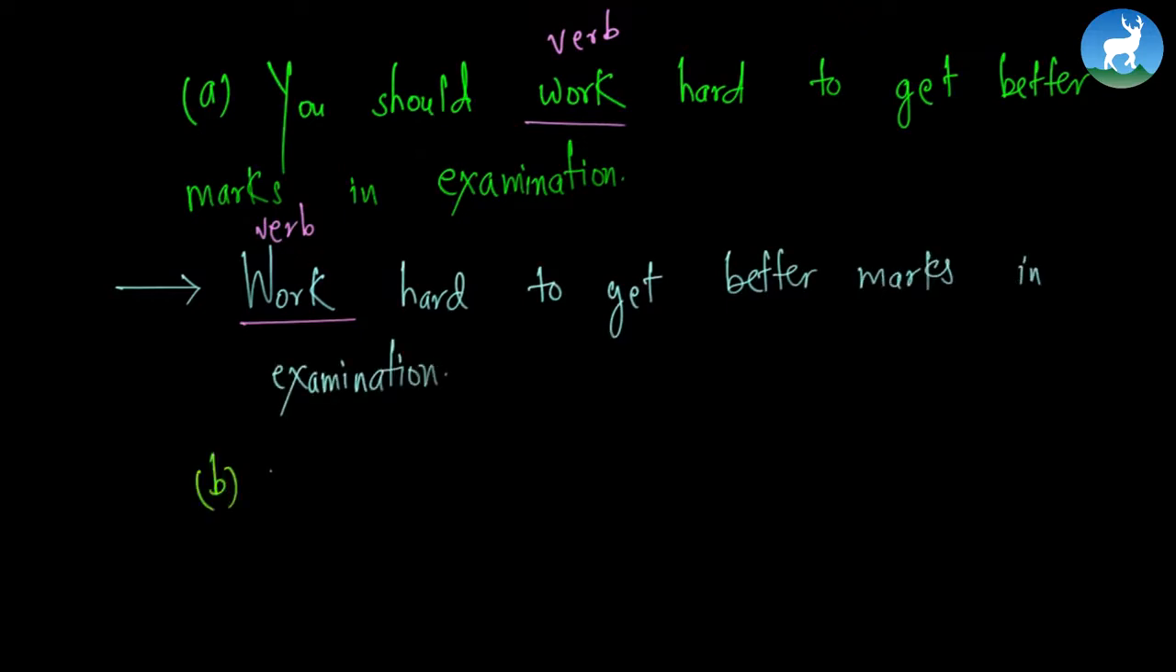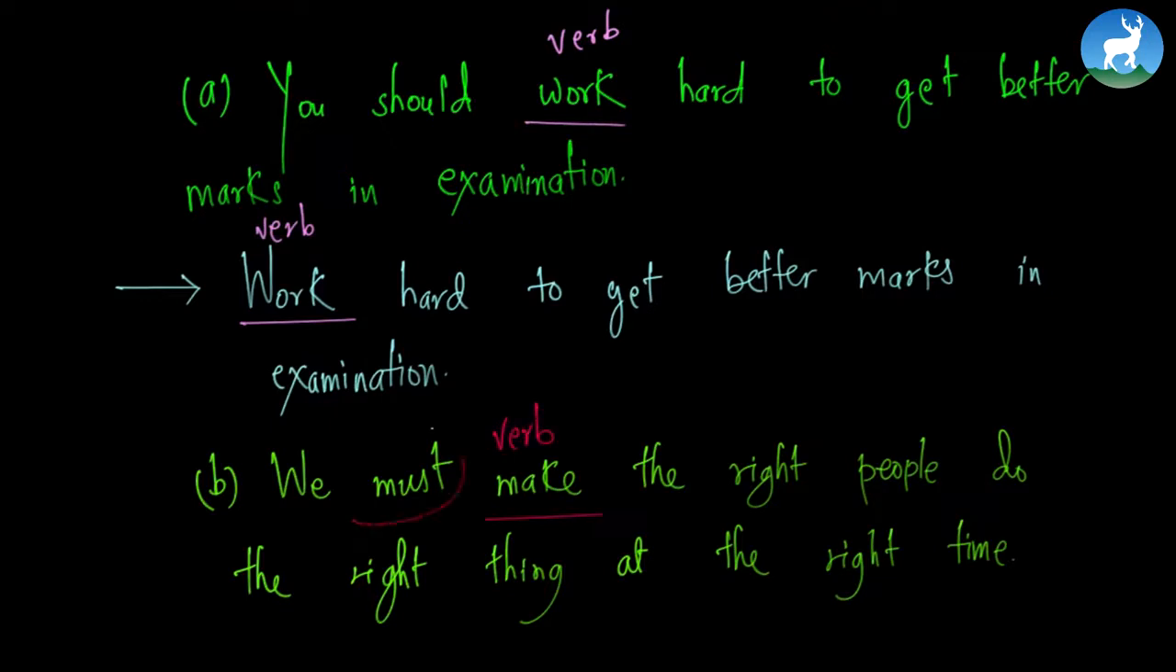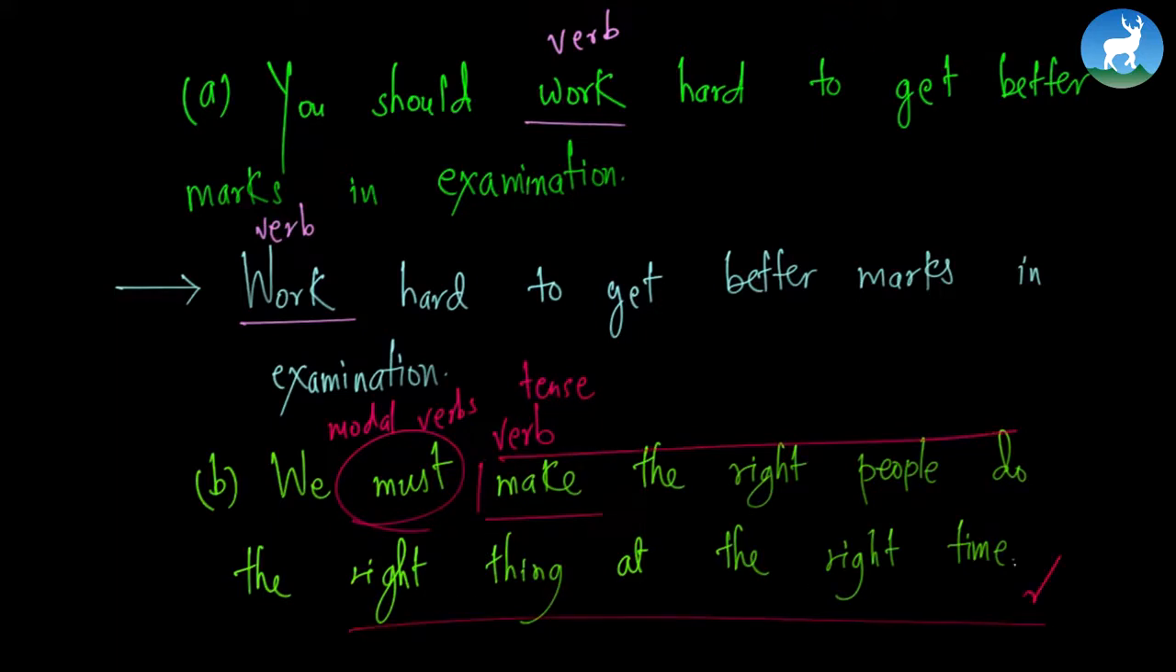There's another question. Let's do that. We must make the right people do the right thing at the right time. And the question is, how can you change this sentence into an imperative sentence? Just find a verb. Must is a modal verb. We are not considering modal verbs. We care about the tense verb. So bring the tense verb in the beginning and the rest is the same. So the imperative sentence of this sentence would be, make the right people do the right thing at the right time. Pretty easy, right? All right.